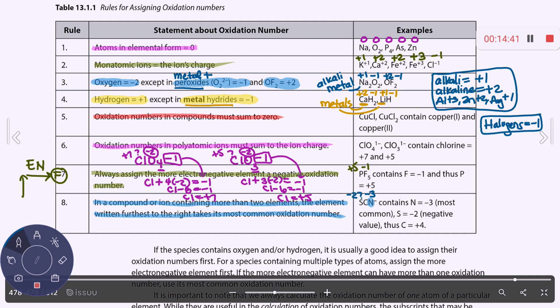-2. Then we'll calculate C. -2 plus carbon plus a -3 on nitrogen equals this -1. So it's C minus 5 equals -1, carbon equals +4.